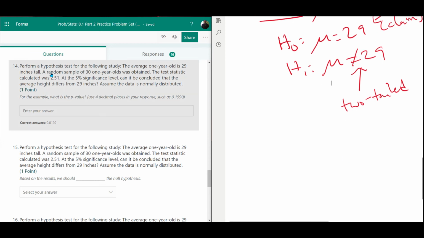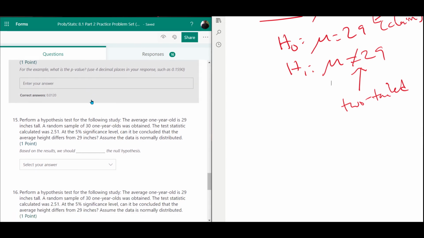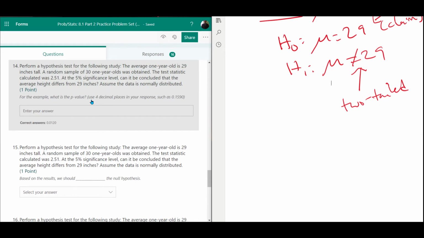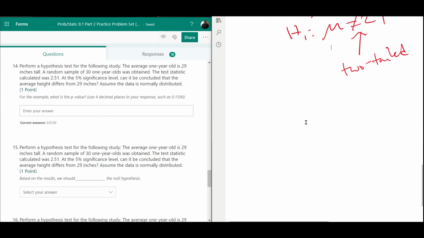For 14, perform a hypothesis test, same deal. For this example, what is the p-value? Use 4 decimal places in your response. So how do we find the p-value? This is going to be on the quiz, so I want to make sure that you look at this. It says assume the data is normally distributed. So on the quiz, they're going to ask you, what is the p-value of the study.